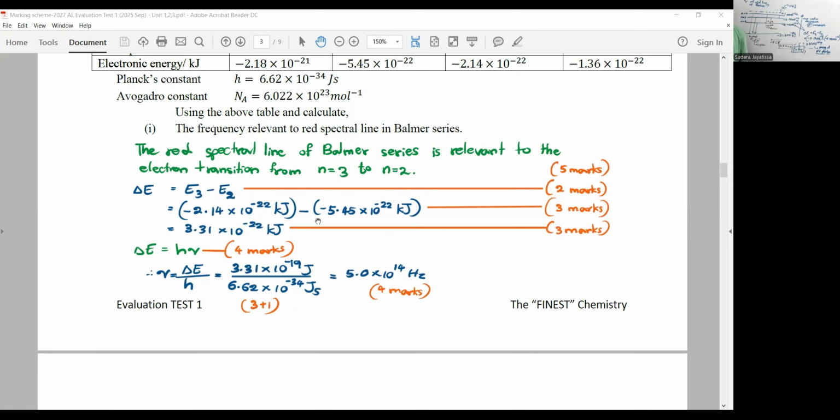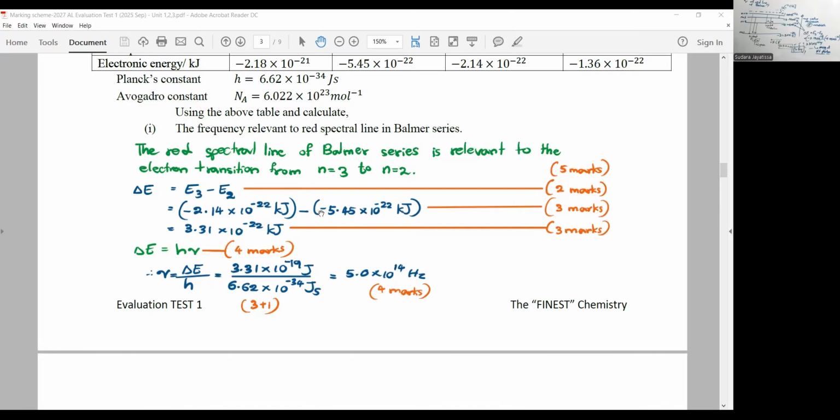5 marks are offered for identifying that the transition is from 3 to 2. Marks are allocated for several steps like that. Is that clear? That part is finding the frequency of the red color line. You identify what is red color, and then get the energies. What is the transition for red color? 3 to 2. Then get the energies of those two energy levels and get the difference. Then you get the energy released during that transition as a photon, and then find the frequency of that photon.